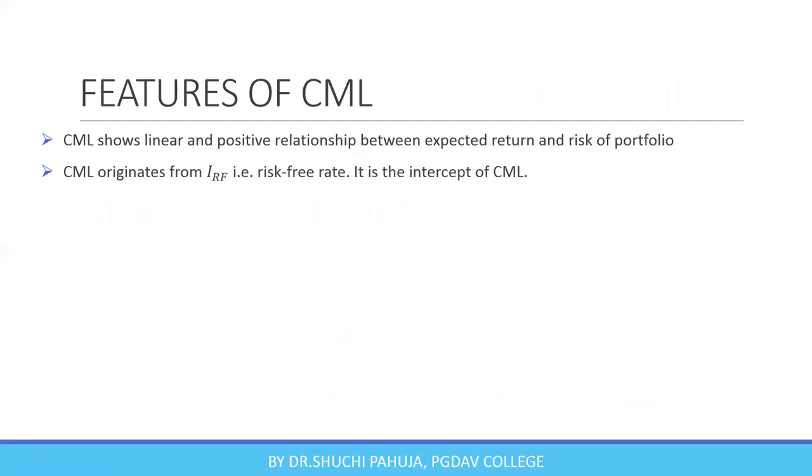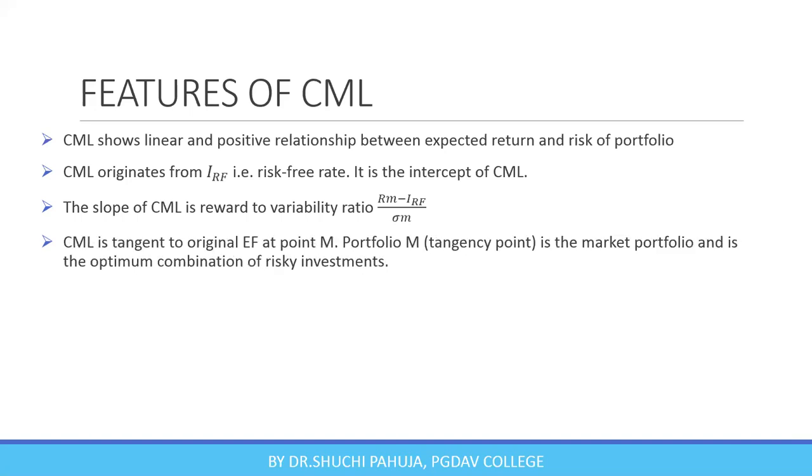CML starts from IRF, the risk-free rate, and this is the intercept of CML. The slope of CML is nothing but the reward to variability ratio: how much extra return I want on the market portfolio divided by the variability of the market portfolio. This is the slope of CML. CML is tangent to the original efficient frontier at point M. This point M indicates the market portfolio, and the market portfolio consists of only risky investments.